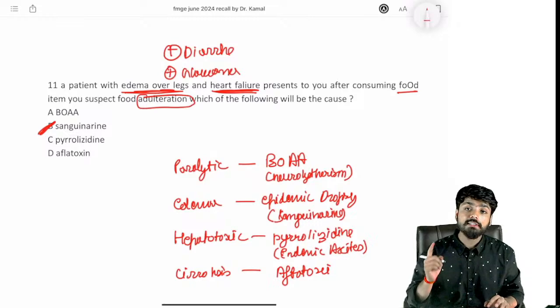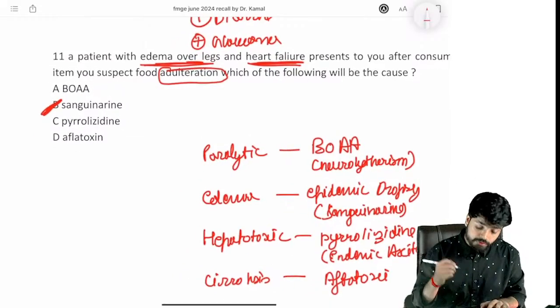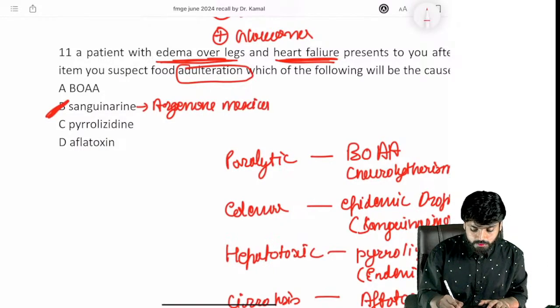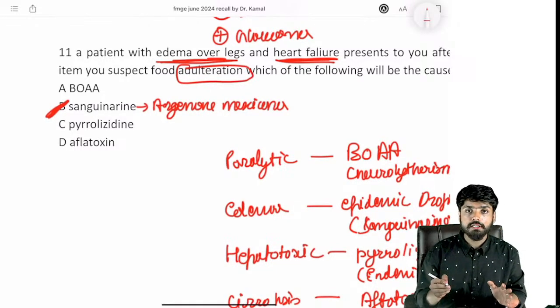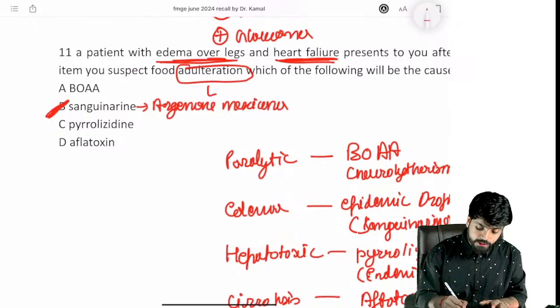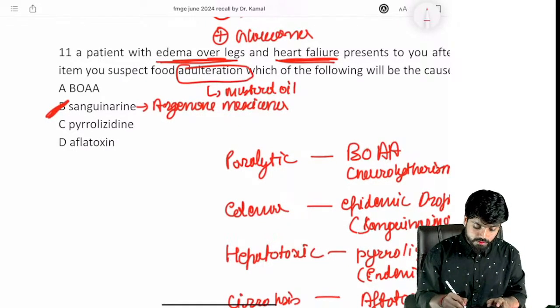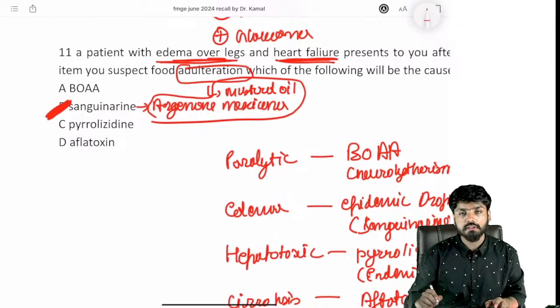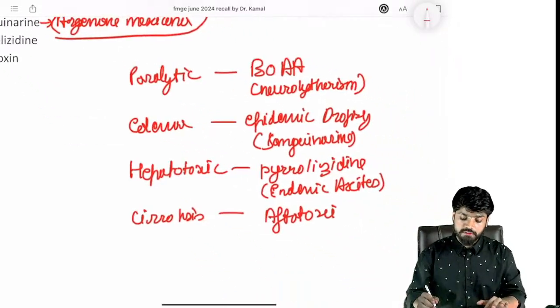Okay, where is sanguinarine obtained from and what kind of adulteration is it used for? Argemone mexicana. It's a poisonous plant. People take the oil out of this plant and adulterate with mustard oil. Okay, so this is the thing that we have to remember. Sanguinarine is the answer for this question. I have given the presentation.